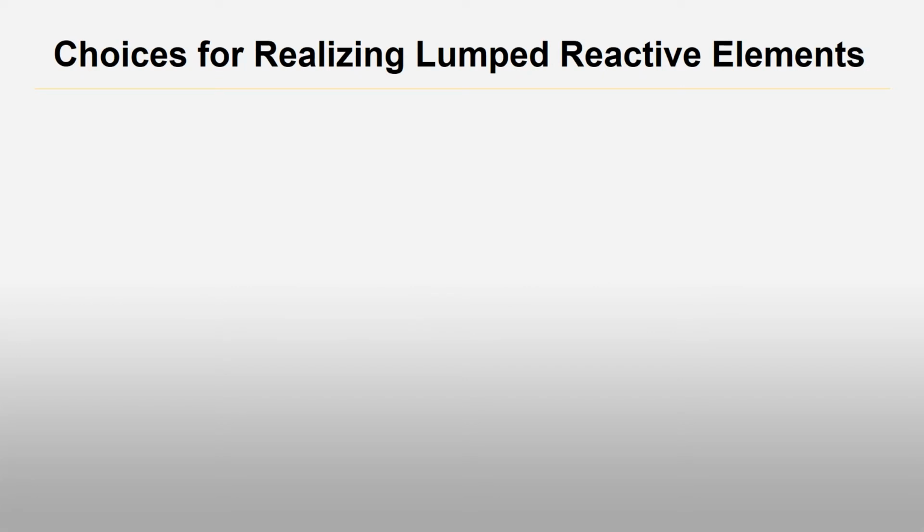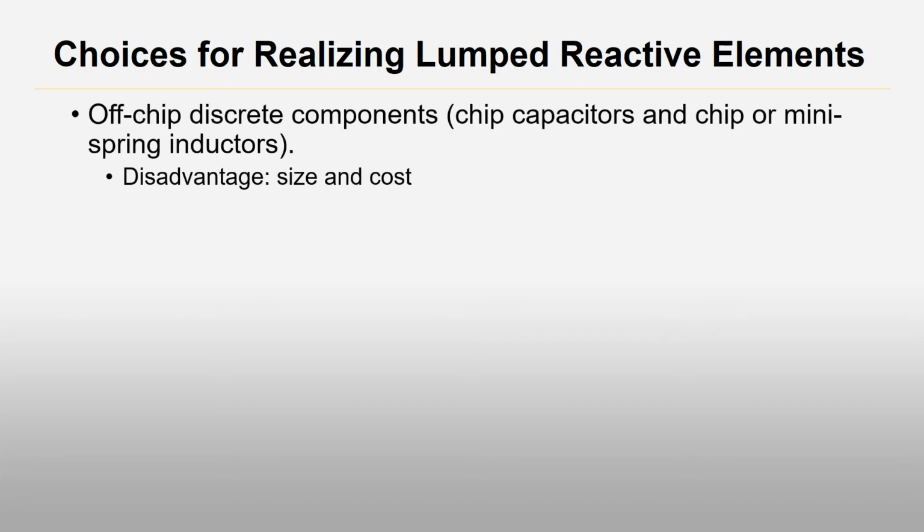Let's talk about choices for realizing lumped reactive components. One way to implement a lumped reactive component is by using off-chip discrete components. These things are sometimes called chip capacitors and chip or mini-spring inductors. The term chip here meaning ceramic chip, not silicon chip. The disadvantage of these is the size and the cost.